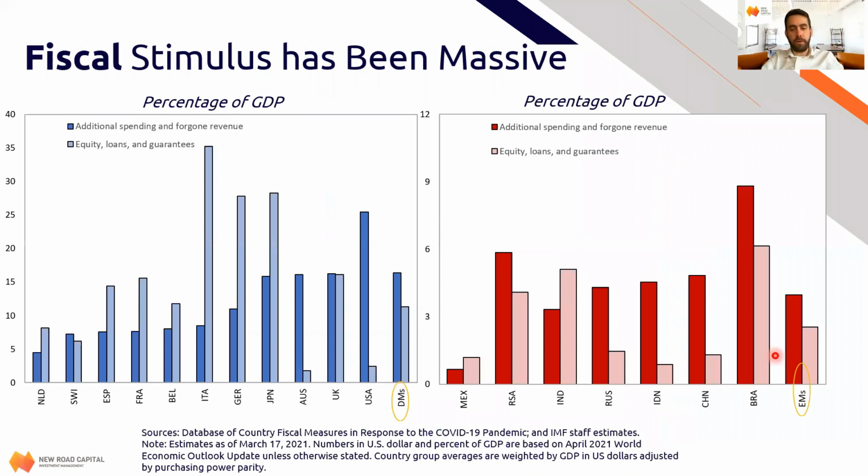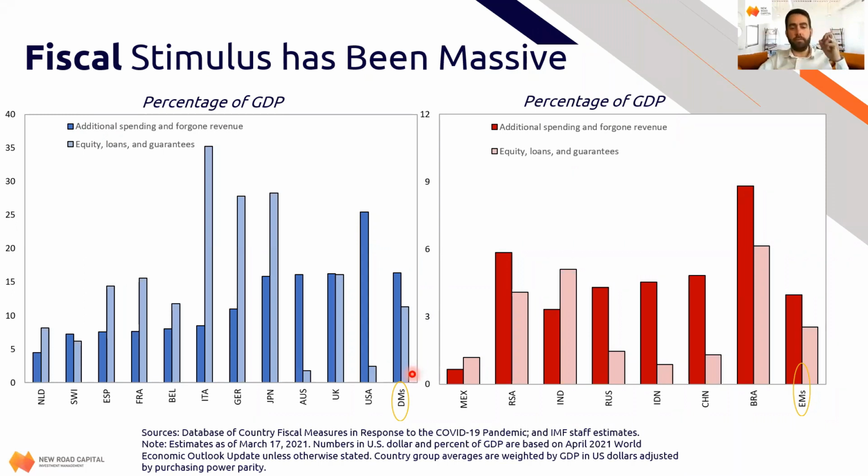Now, obviously, if you look at the fiscal side, the fiscal side is different. That would be direct government spending, either in the form of paycheck protection, TERS like we had in South Africa, or foregone revenue, so for example tax cuts, and then also equity loans and guarantees. So taking equity positions in building projects, for example, or lending out for a building project. If you're going to build a dam or something, you're going to lend money.